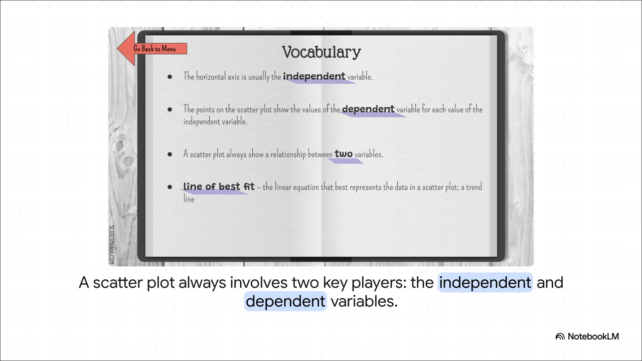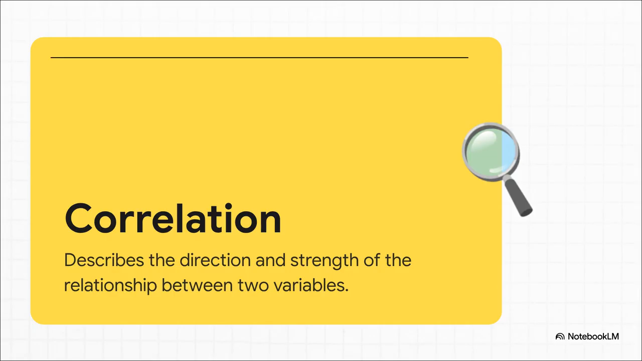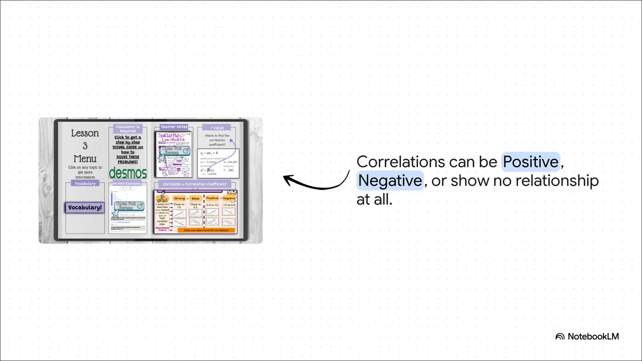See how that works? So once we plot our data, we're looking for something called correlation. And that's just a fancy word for the story the data is trying to tell us. Is there a relationship? Which way is it going? And how strong is that connection really? So when we look for a correlation, there are pretty much three main stories our data can tell us. A positive correlation means as one thing goes up, the other thing goes up too. A negative correlation means that as one goes up, the other one goes down. And hey, sometimes there's just no clear pattern at all.